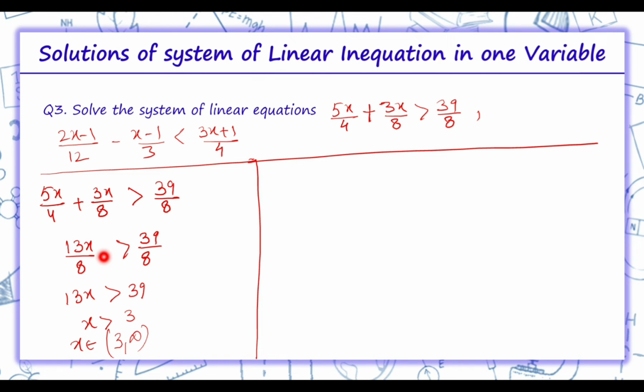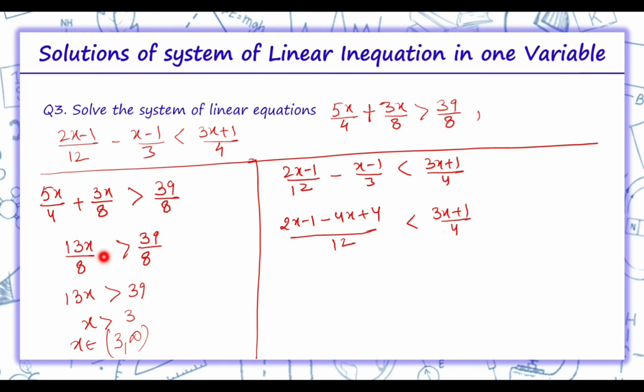Next inequation is (2x − 1)/12 − (x − 1)/3 < 3x + 1/4. Again we will take the bracket, and again we will take the LCM, which is 12. So we will get (2x − 1 − 4x + 4)/12 < 3x + 1/4. So 2x − 4x gives minus 2x, plus 3, over 12, is smaller than 3x + 1/4.